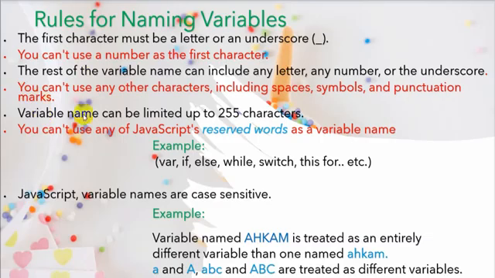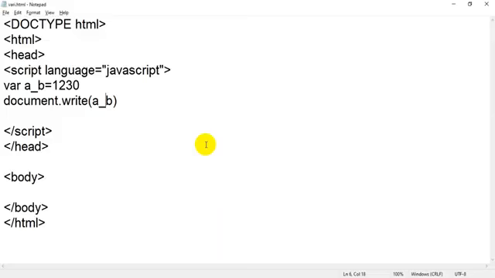You can see this one. Variable name can be limited up to 255 characters. I think 255 characters is the maximum, and it's enough, you can say. Right now I am using only 3 characters, A underscore B. So you can have 255 characters to declare a variable.